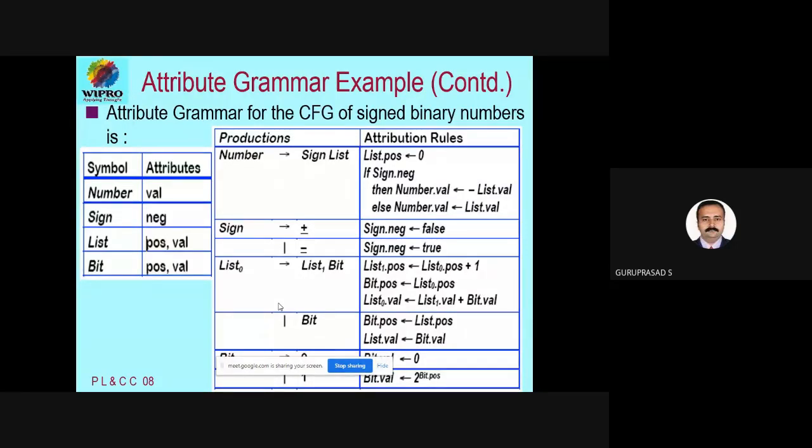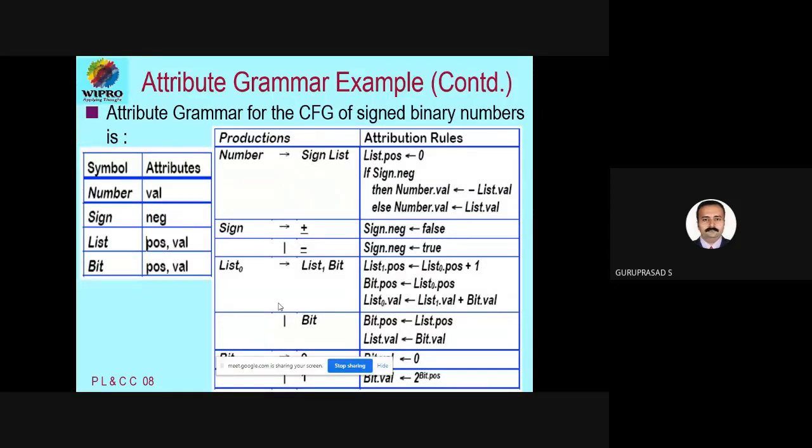Means to say the list's position, the parent's position, and the bit's position will be the same because they will be at the same level. If you look at it, when the list is producing list and bit, they will be at the same position. The list again can produce a bit. So for that reason, it is creating a staging there.